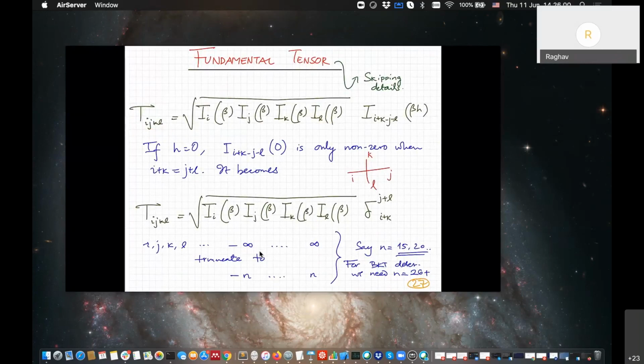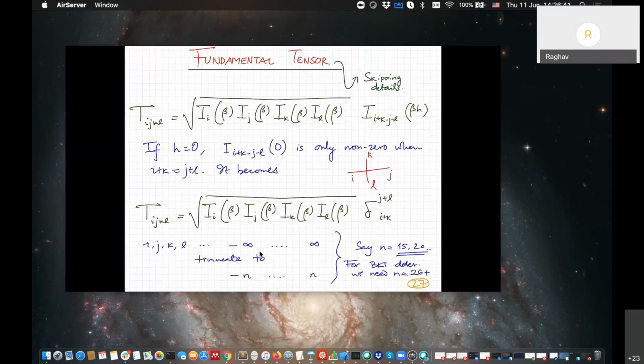But now you have the Bessel function I, and then you have another form which depends on the magnetic field and temperature, which is beta h, and it depends on these indices. Now, if h is equal to 0, the Bessel function I of i plus k minus j minus l at 0 is only non-zero when i plus k is equal to j plus l. So that means when these two indices are the same as these two indices.